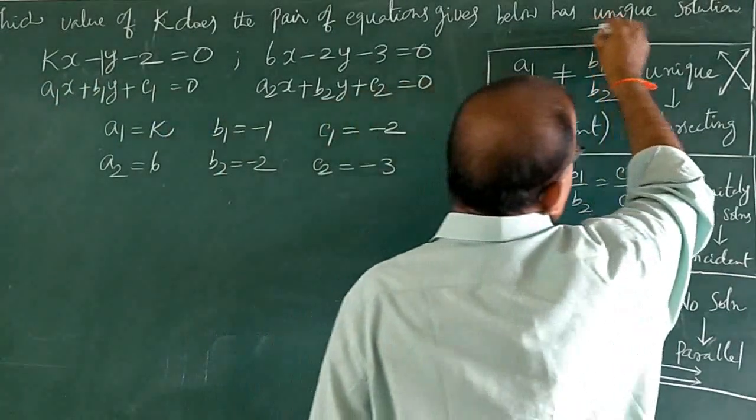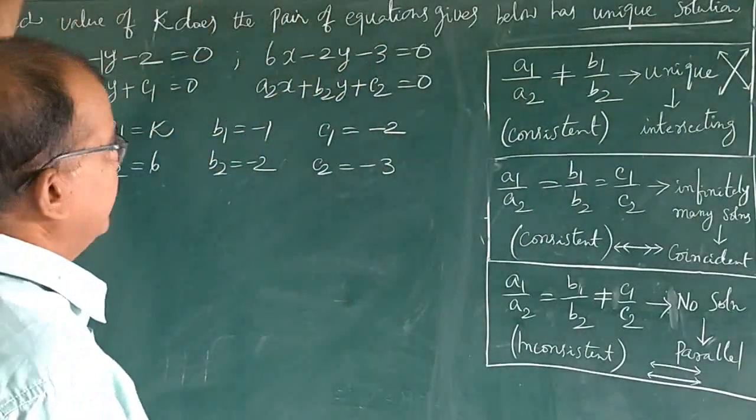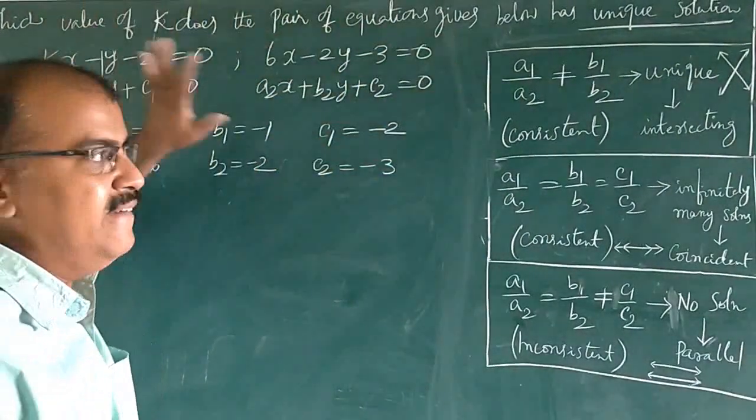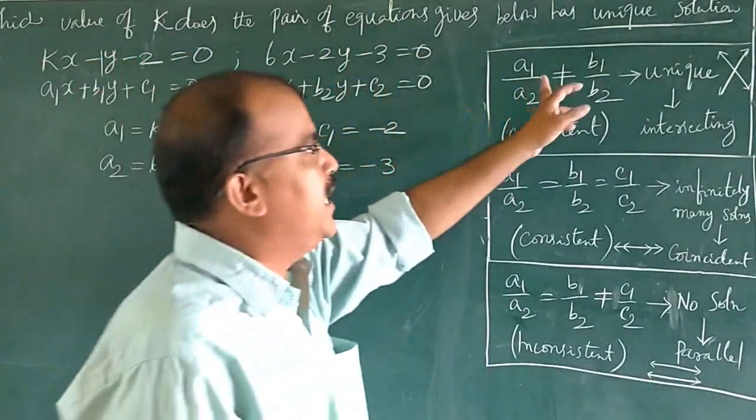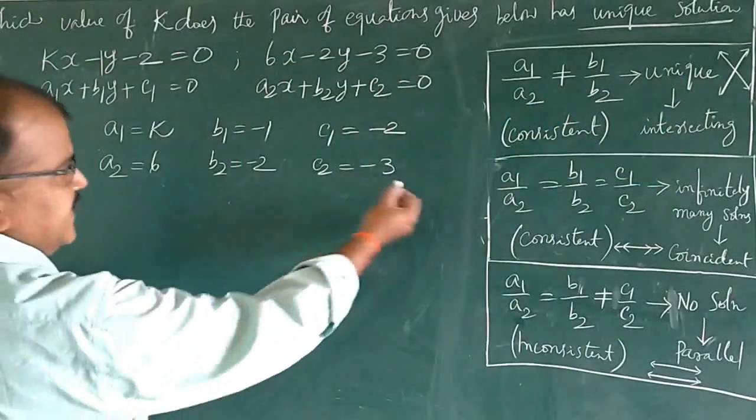Anyhow, this is the sum given, the condition is given, unique solution. In this situation, you have to find the k value. So, if it is a unique solution, a1 by a2 is not equal to b1 by b2, then I'll write c1 by c2.